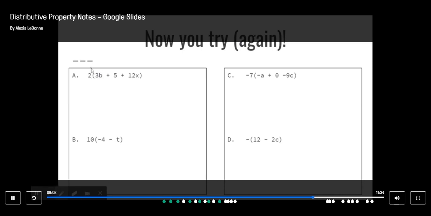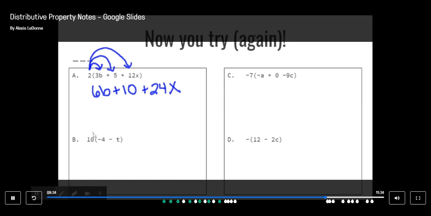So for letter A, we're going to multiply 2 times 3b will give me 6b. 2 times 5 will give me 10. And 2 times 12x will give me a 24x. I have a b, a constant, and an x. I cannot put these together.